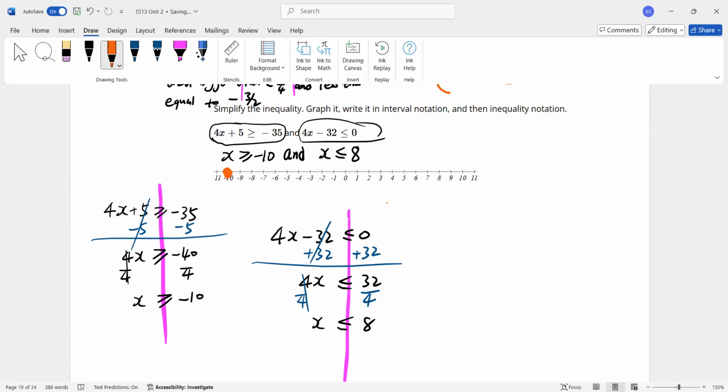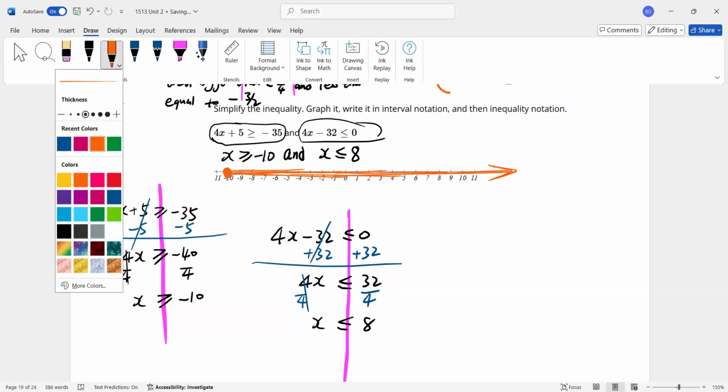Bigger than or equal to, so we're going to have the -10 solid dot, right? Not the open circle, the filled circle. Bigger than or equal to -10, so we're going to go to the right, all the way to infinity. So the red color is the graph of the solution set of the first part. And for the second part, I need to use a different color. Let's try.